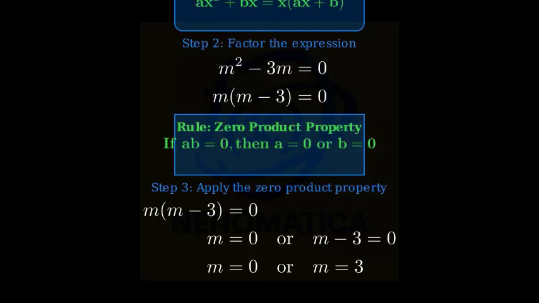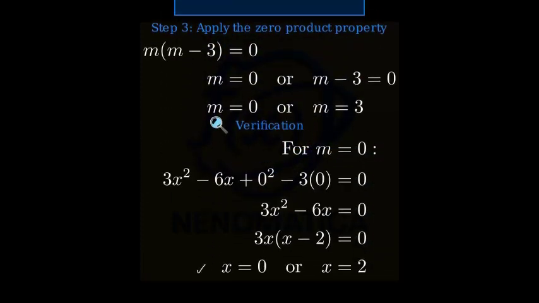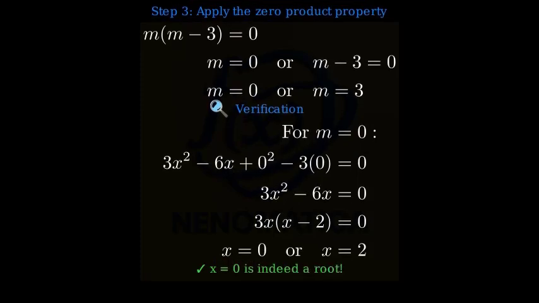Let's verify our answers by substituting them back into our original equation. For m equals 0, our equation becomes 3x squared minus 6x plus 0 squared minus 3 times 0 equals 0, which simplifies to 3x squared minus 6x equals 0. Let's factor this. 3x times the quantity x minus 2 equals 0. This has roots x equals 0 and x equals 2. So indeed, x equals 0 is a root when m equals 0.